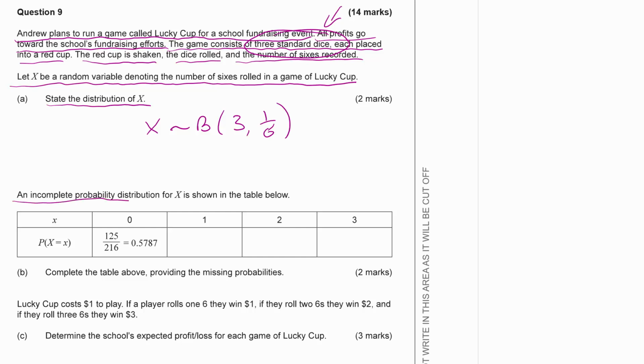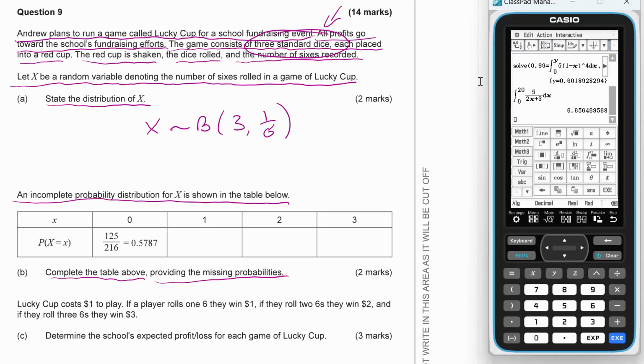An incomplete probability distribution for X is shown in the table below. Complete the table above, providing the missing probabilities. So we can do this directly with the calculator. So let's just grab our calculator and let's just clear everything.